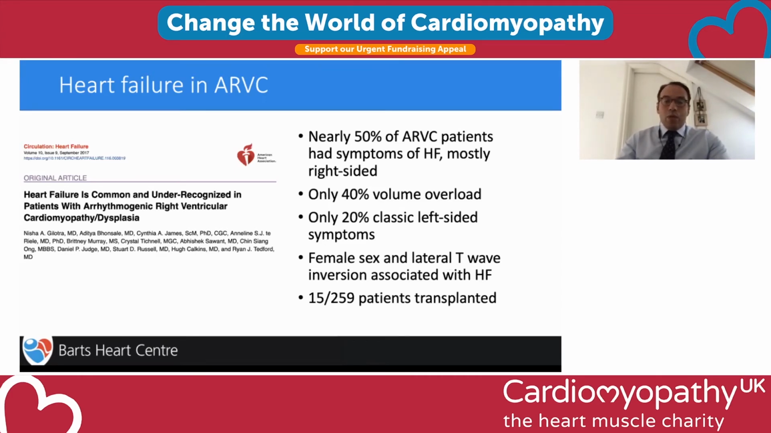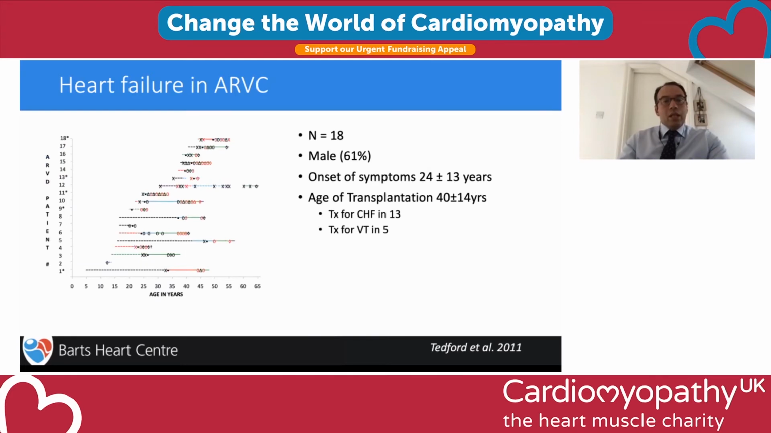From those patients, around 15 patients, a relatively small number, ended up transplanted in the course of a few years. And this is the data from heart transplantation. Essentially, over quite a few years, they had 18 patients that were transplanted. Male patients tended to be more common there, and they had a very long onset of symptoms, at least 24 plus or minus 13 years. The reason for transplantation was mostly heart failure, and some had arrhythmic causes.